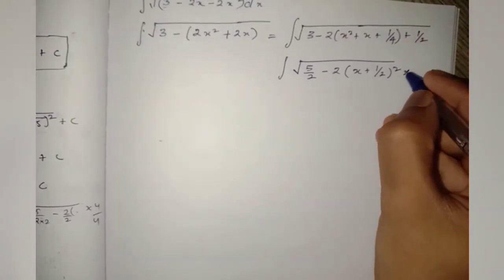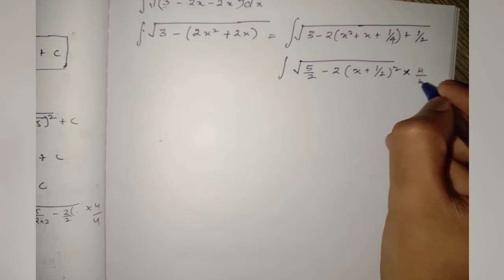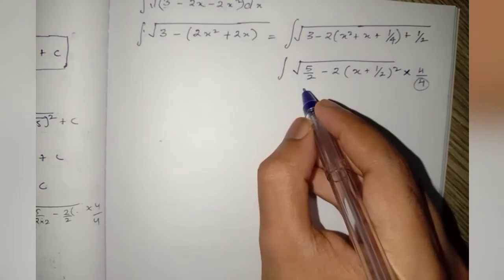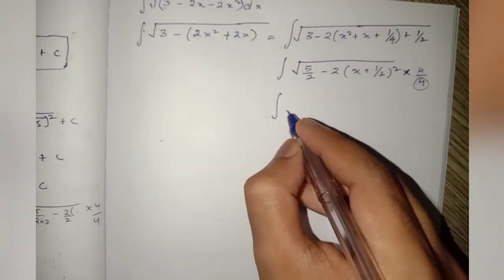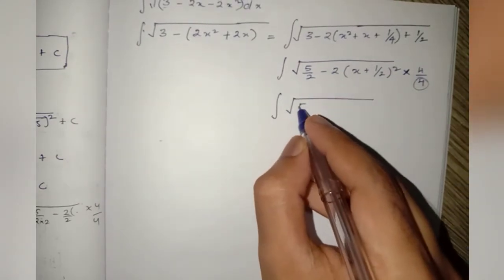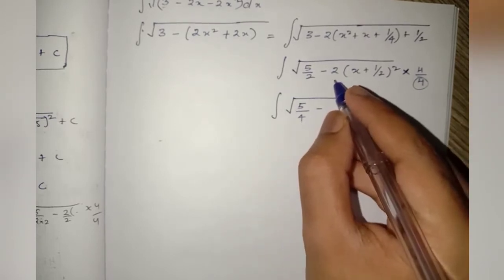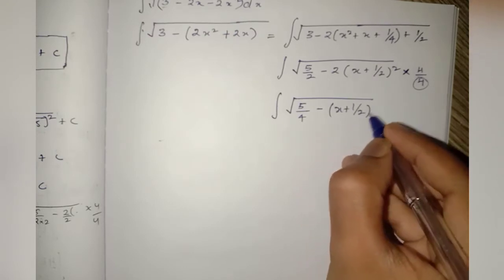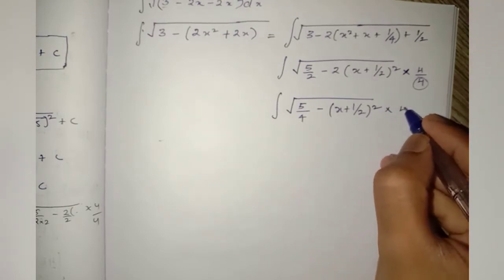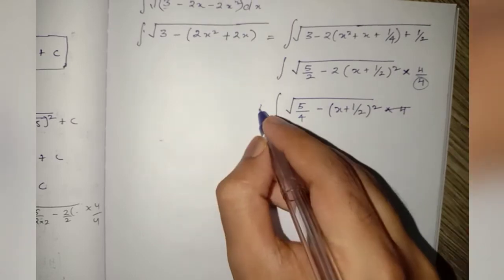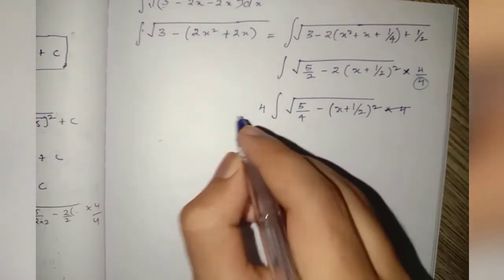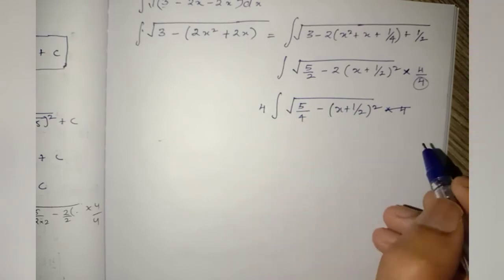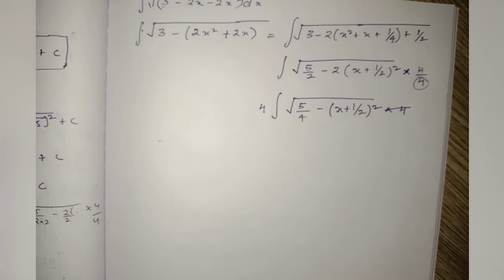Okay, so we'll multiply and divide by 4. If we put this 4 inside the root, we get 1 by 2. So if we multiply 1 by 2 here, we get 5 by 4 minus, and the 2 will get cancelled, which gives us (x plus 1 by 2) squared into 4. So we can take this 4 outside. So the final equation which we get is 4 integral root of 5 by 4 minus (x plus 1 by 2) squared.